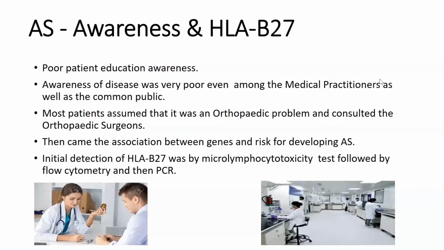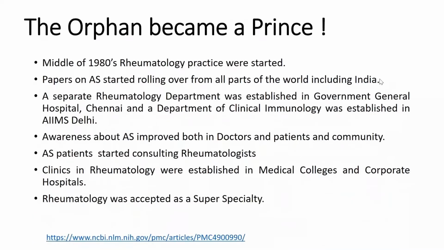HLA-B27, about which the doctor spoke. HLA-B27 was found. Initially, technology was primitive, with the microlymphocytotoxicity method, which was followed by flow cytometry and PCR, which is the darling of the laboratory technologists today. So they definitely established the association between HLA-B27 positivity and the risk of developing ankylosing spondylitis.